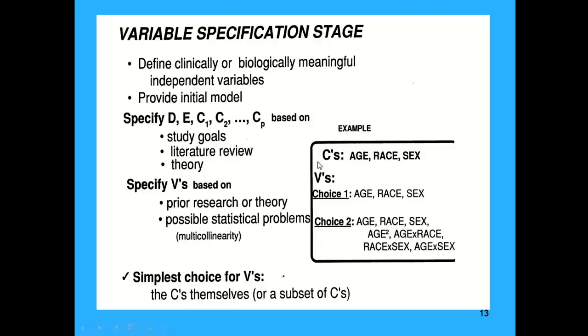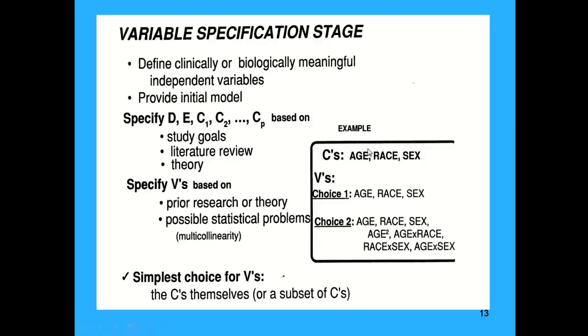So if the C's are age, race, and sex, then the V's could be just age, race, and sex. Or the V's could be age, race, sex, age square, age times race times sex, age times sex, or even a three-way product. How do you decide between them? Well, the simplest thing is to choose the V's as the C's themselves. Then at least you're controlling for everything that you decided you were interested in. If you start adding these other variables to the model, you're asking for some problems.